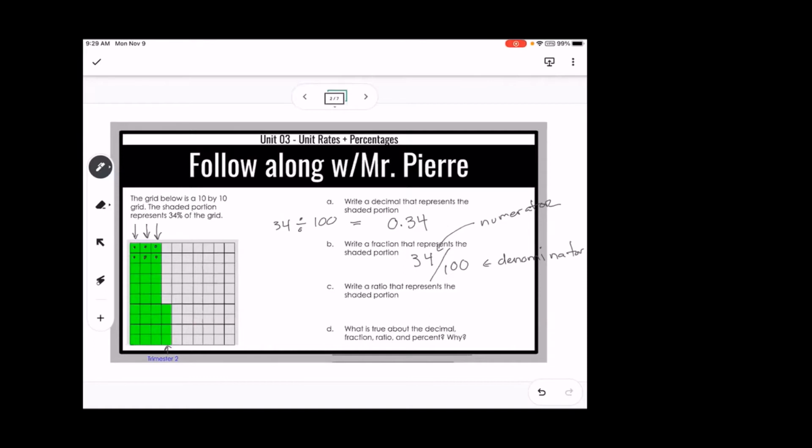Write a ratio that represents the shaded portion. Well, that's what we just did. Any way that we could write it with our words. So 34 to 100. We could also write it as 34 to 100 with this colon, or we could write it as 34 to 100.